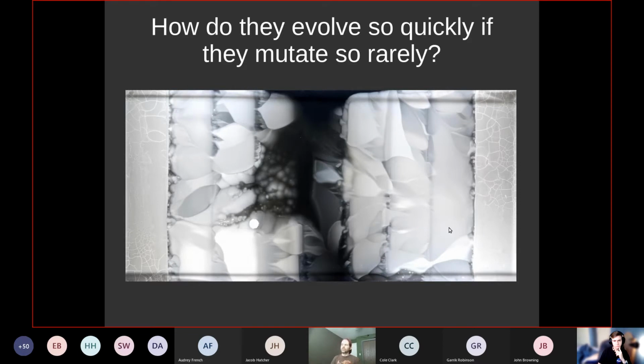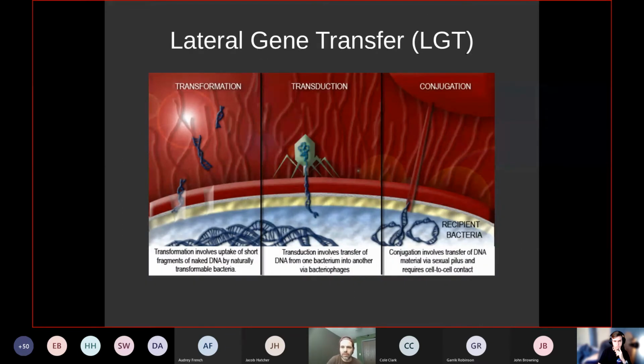Okay. And so they do mutate very rarely, but they evolve very quickly because they're constantly copying that DNA, right, that circular chromosome. And another reason is because they do this lateral gene transfer. Sometimes you'll see this called horizontal gene transfer, same thing. All right, so it's a synonym, lateral or horizontal gene transfer.